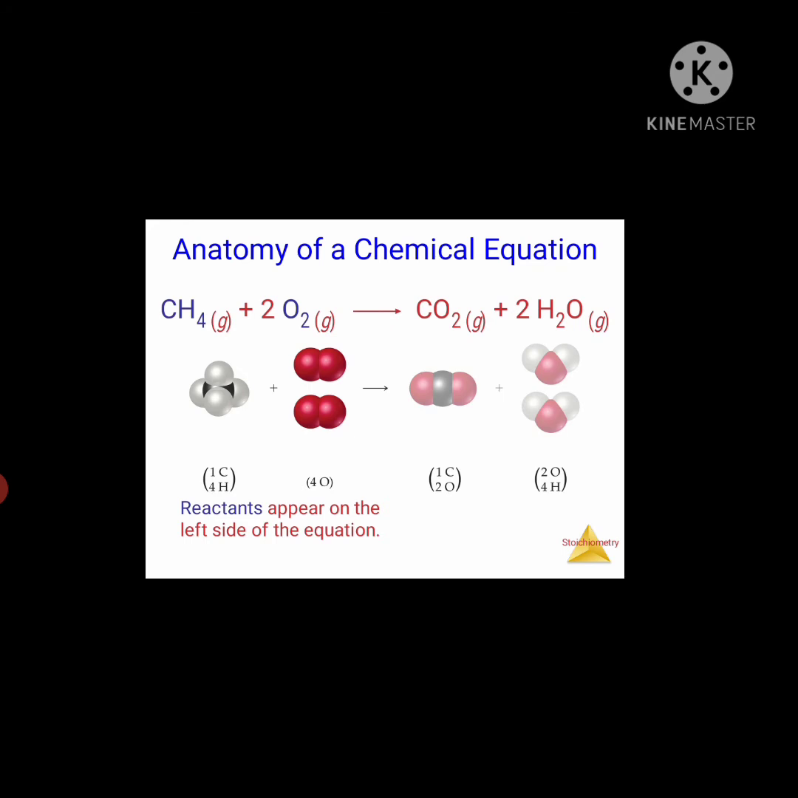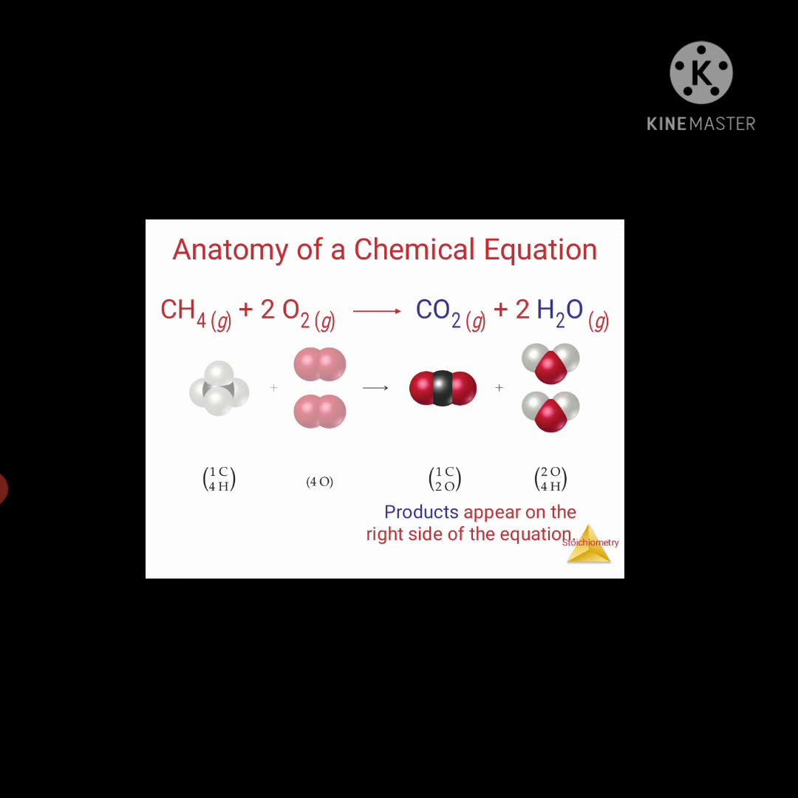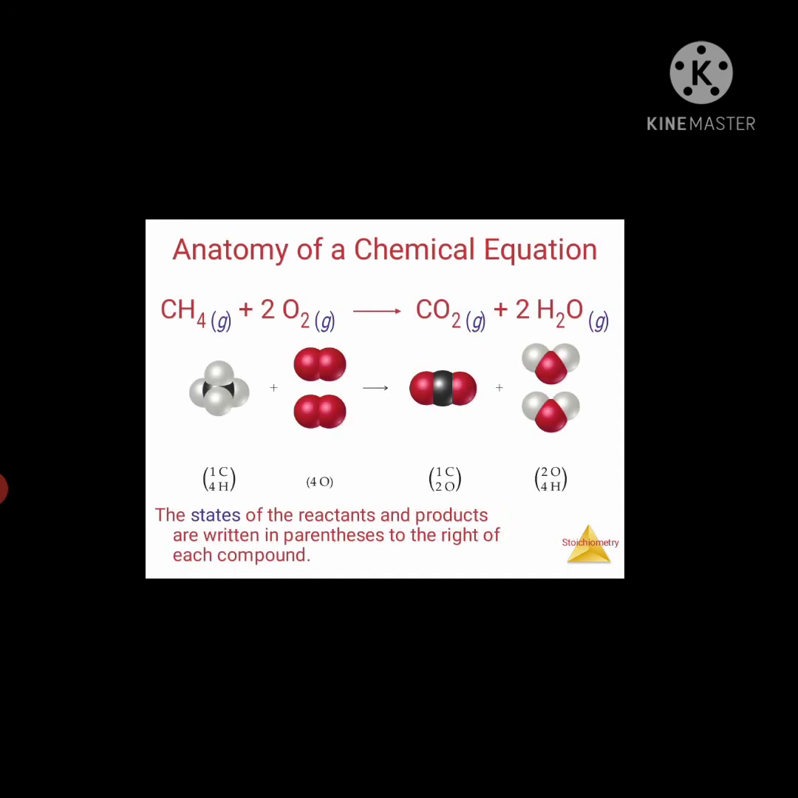So what you have there on your left are called reactants. And what you see on your right is what we call products. If you see (g), it means the state: g means gas. If you see (s), it means solid. If you see (l), it means liquid. If you see (aq), it means aqueous.